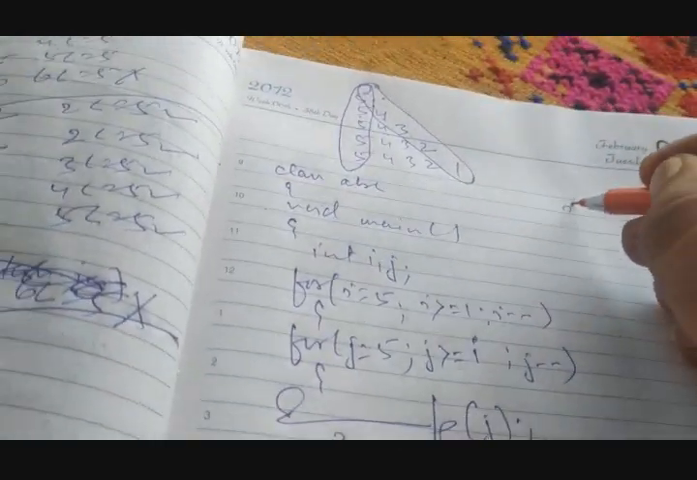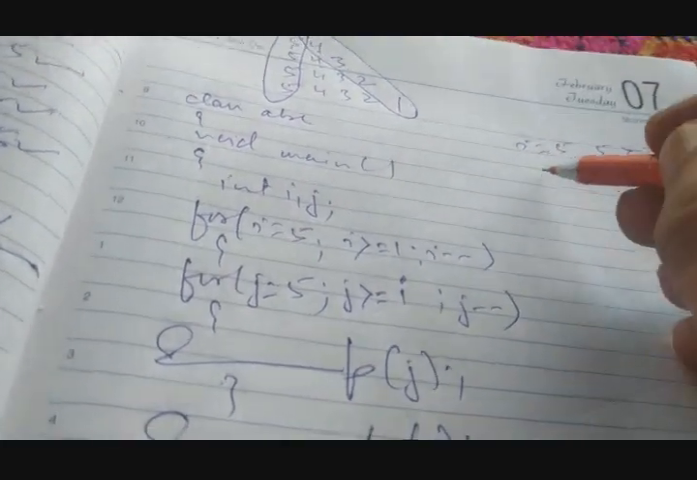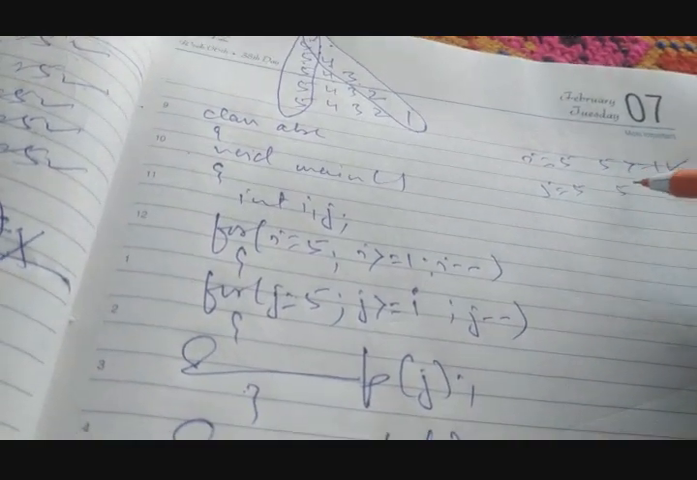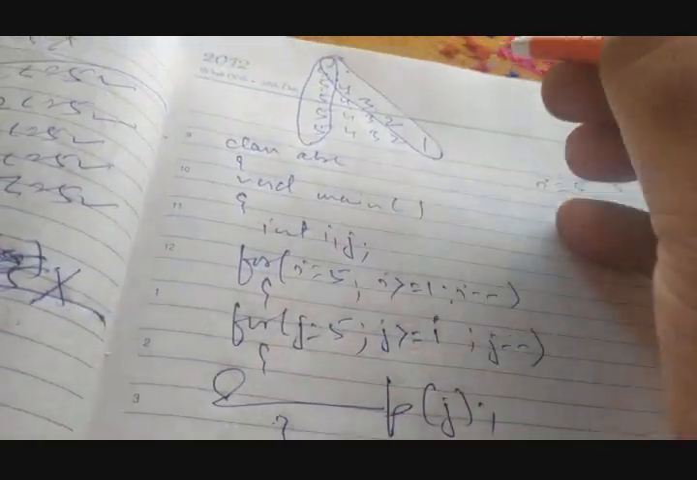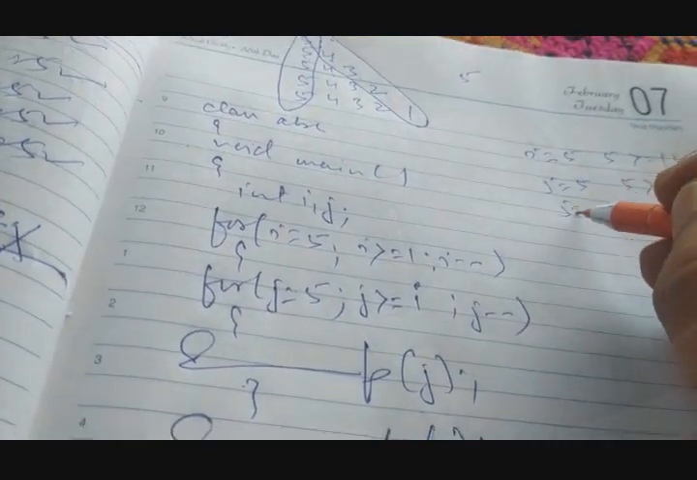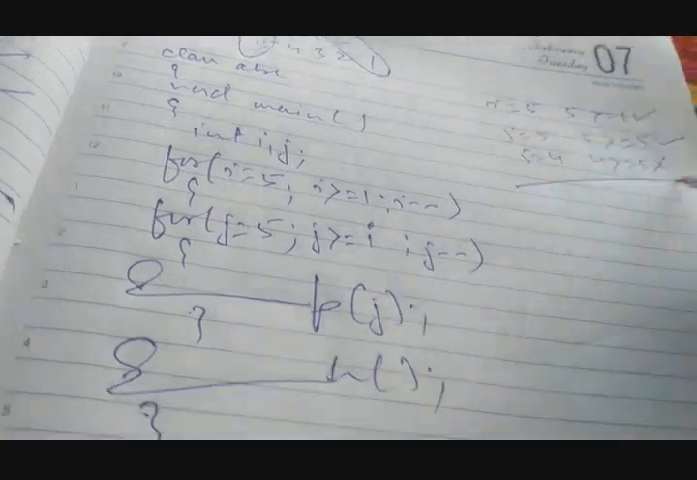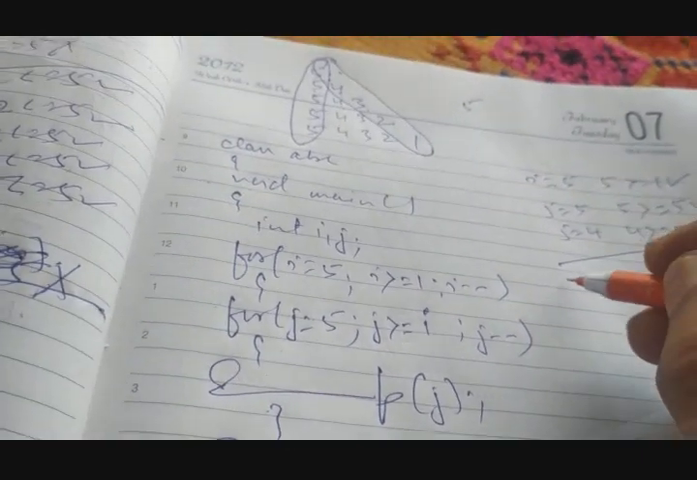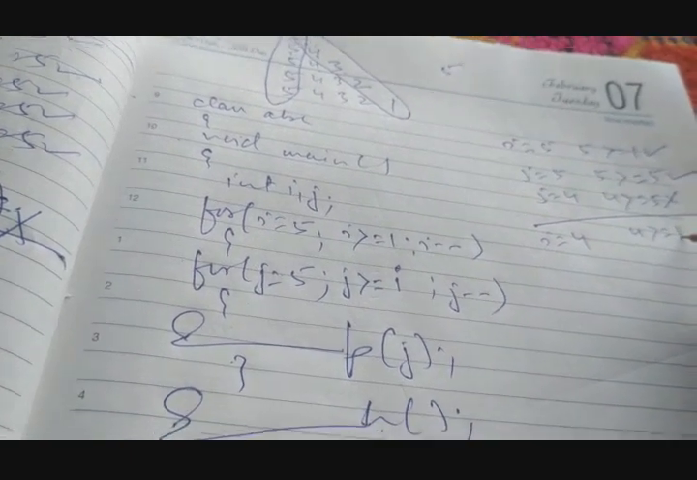Now, I equals to 5, 5 is greater than equals to 1, true. J equals to 5, 5 is greater than equals to 5, true. 5 प्रिंट हो गया ना. J माइनस माइनस, तो J की वैल्यू हो गई 4, तो 4 is greater than equals to 5, false, line changes. Then I value changes to 4, so 4 is greater than equals to 1, true.